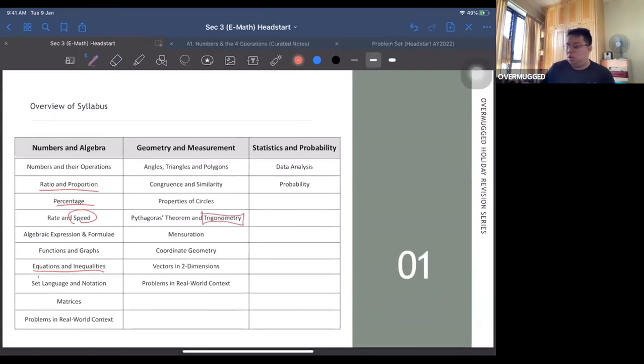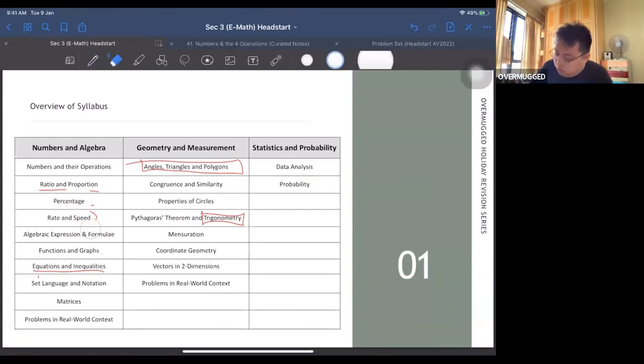I know some students do take angles, triangles, polygons. Now, all these chapters are from the lower sec syllabus. The rest are more of the upper sec content. So do not throw away your Sec 2 content, okay, because you do need this information in order to move on into Sec 3. So Sec 3 is just like layering on like a cake, okay?